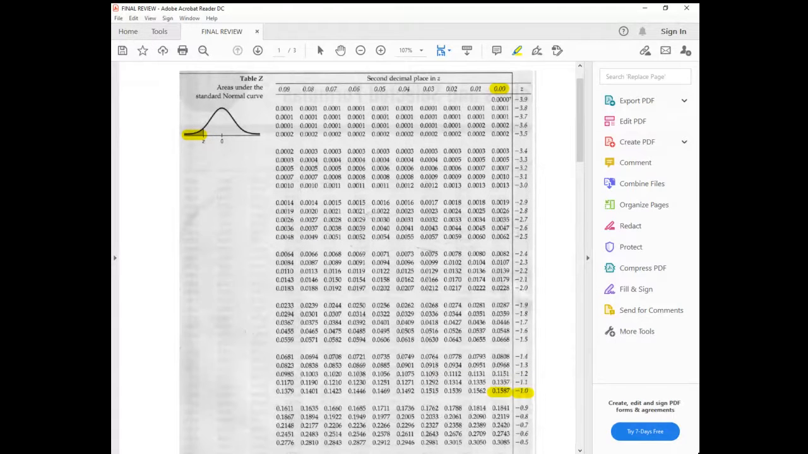Any questions about this? So it's important to recognize that you have to subtract the two, right? You can't just end by getting the probabilities because the table always gives us from negative infinity. Okay, so moving on. Brad, you have a question?